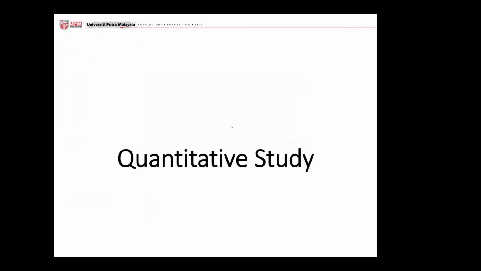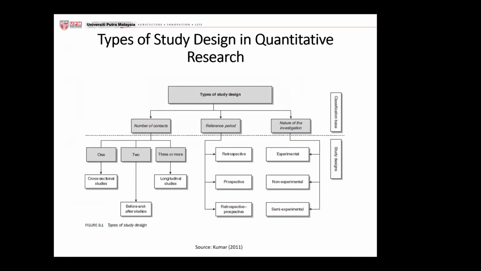Right? So in quantitative study, there are many ways you can characterize that actually. So here I use this reference. It's actually a book, and the way he characterized it is through these three. So it's 1, 2, 3.